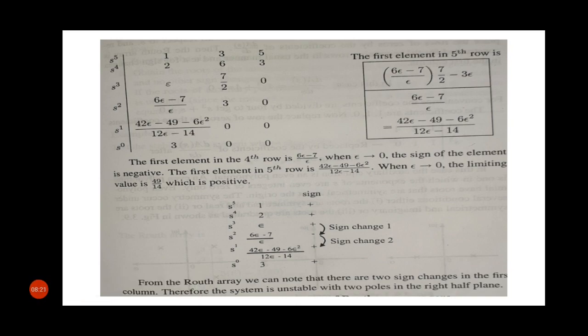Now see from the Routh array, we can observe that there are two sign changes in the first column. Therefore, the system is unstable with two poles in the right half plane. Okay. Now you understand how we will analyze the stability if the first column in the Routh array is 0, that means if 0 comes in the first column of the Routh array.